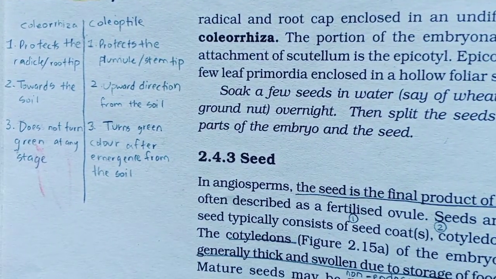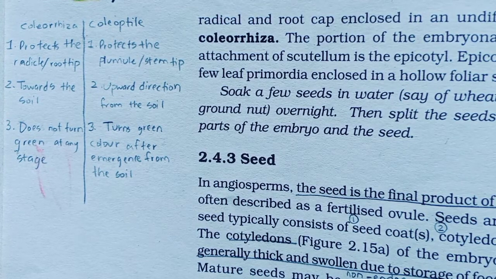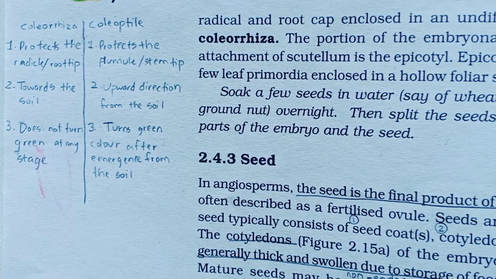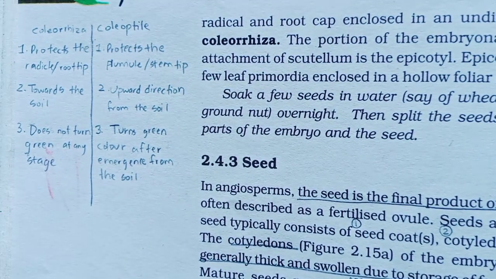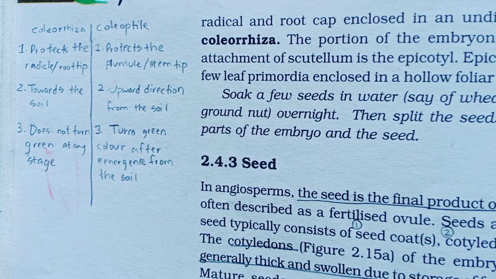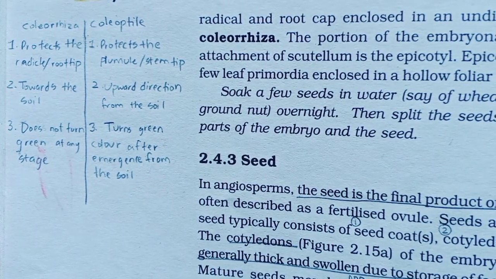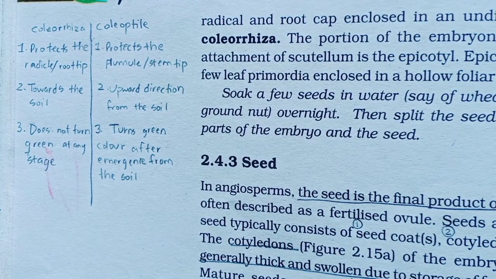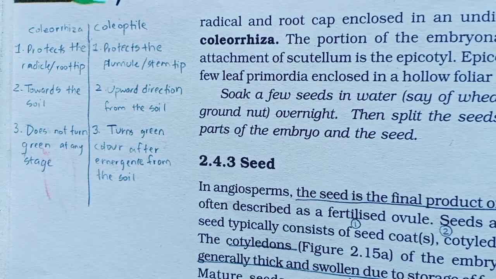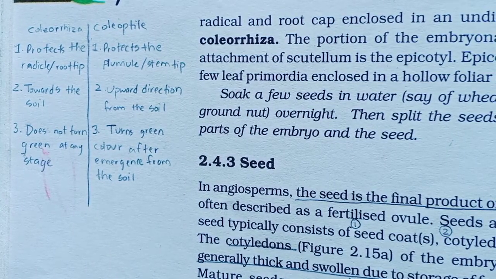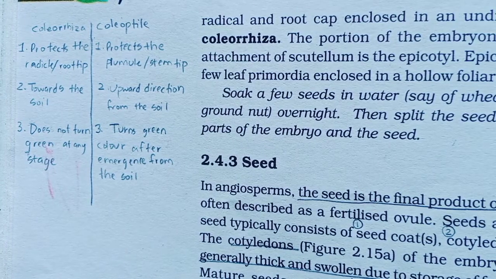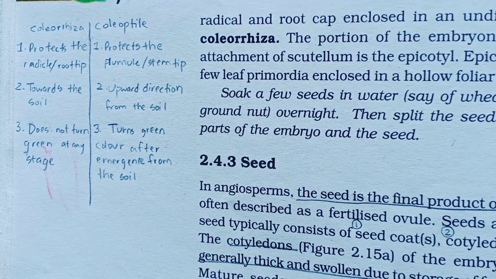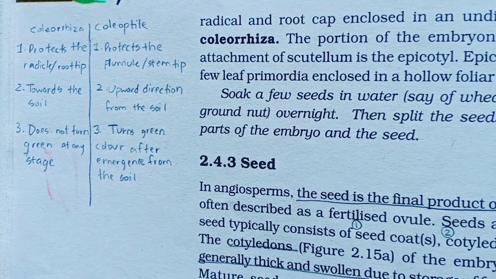And since coleorhiza is related with the root, it will be towards the soil, and coleoptile, since it is related with the stem tip, it will be in the upward direction from the soil. And coleorhiza does not turn green, and in the same way you will not see the root turning green. Coleorhiza will not turn green at any stage, and coleoptile, you know, the stem is green sometimes, and the stem and then the leaves, the upper part, will turn green after emergence from the soil.